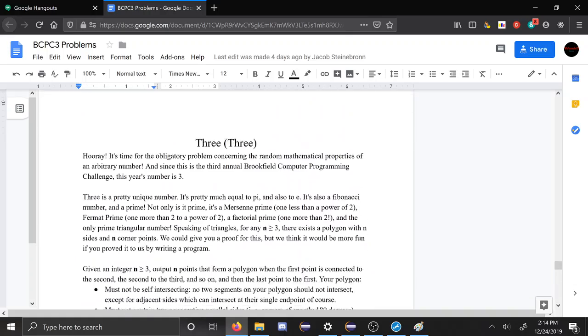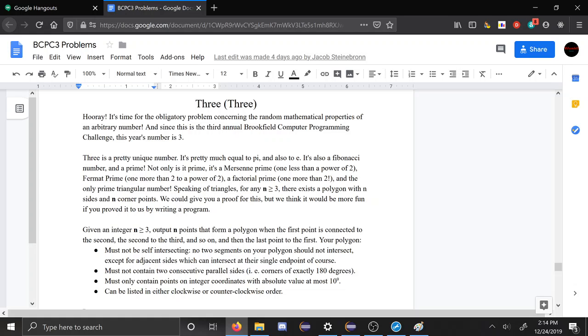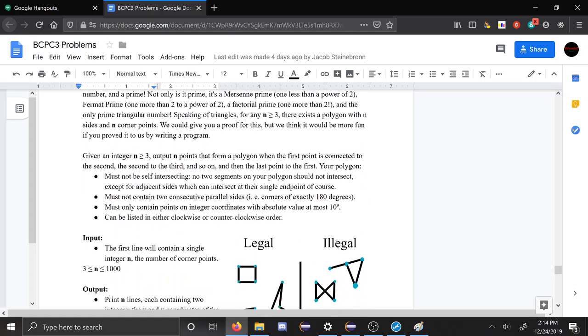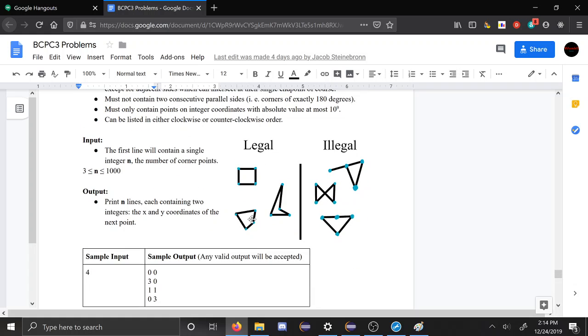In this video, we're going to talk about 3, which was the next easiest problem. So 3 is the obligatory problem about the random mathematical properties of an arbitrary number. In the past few years, we've had 1 and 2, and those were about prime numbers, and then about highly composite numbers or antiprimes. This one is about the fact that any polygon has to have exactly 3 or more sides. So for any number of sides 3 or more, there's some polygon with that number of sides, and for every number less than 3, there isn't a polygon with that number of sides.